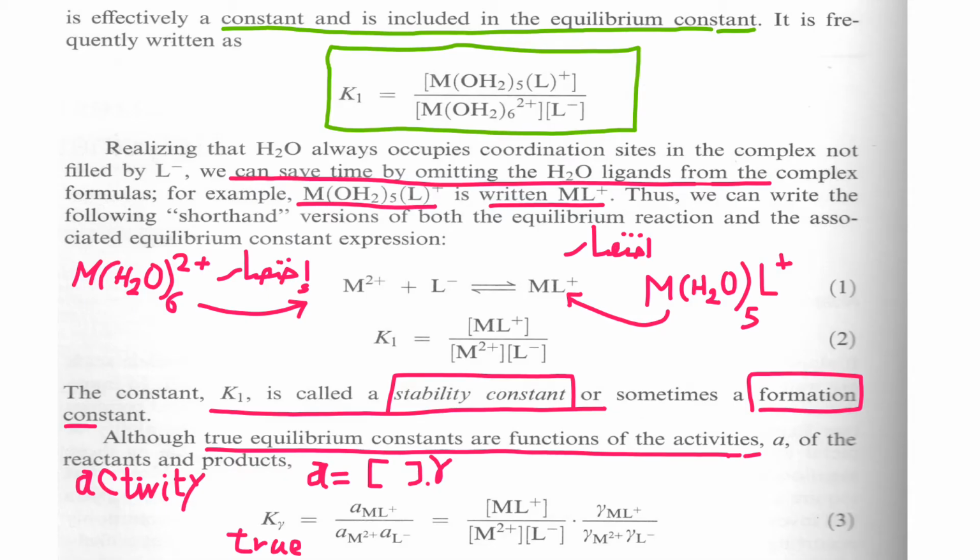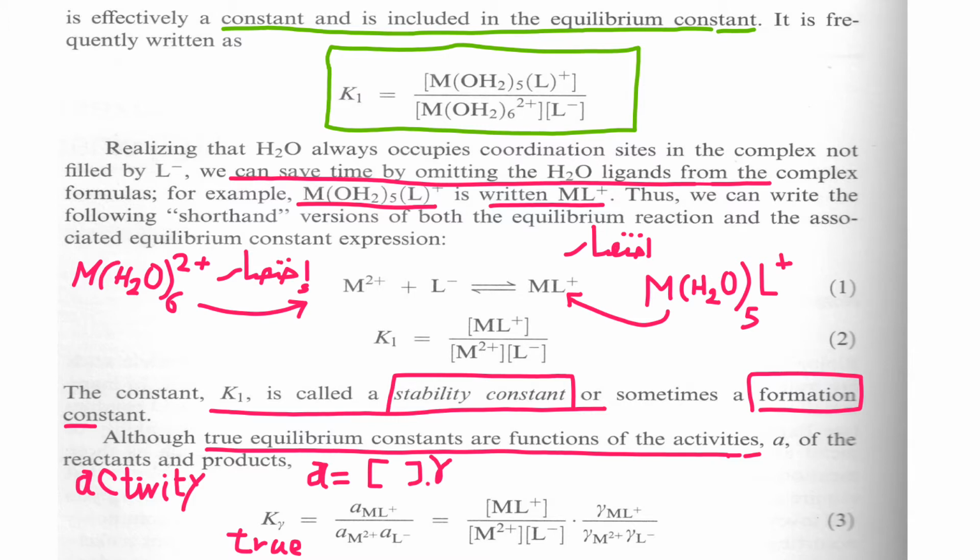So after the assumption that H2O concentration is constant, the equilibrium constant K1 includes inside it the concentration of H2O. So we can write the equilibrium constant without the H2O equals the concentration of the complex M(H2O)5L plus divided by the concentration of M(H2O)6 times the ligand, and this is K1. Now, because H2O occupies all sites not occupied by the ligand L minus, we can save time, and the expression will be without H2O.